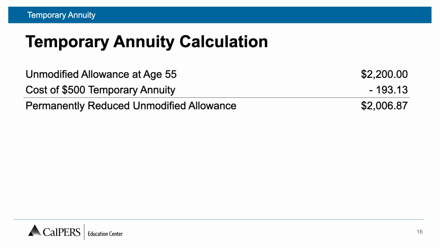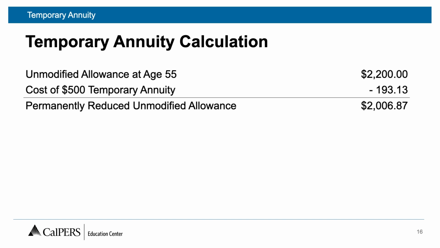Now let's look at an example of how the temporary annuity is calculated. Say you'll need to retire earlier than planned to take care of an elderly parent, for example. You'll need about $2,400 per month to meet your needs. You're retiring at age 55 but can't collect your Social Security benefit until age 62. Based on your CalPERS retirement estimate, the unmodified allowance will be $2,200 a month. You'll need an extra $250 to make it to the amount you need.